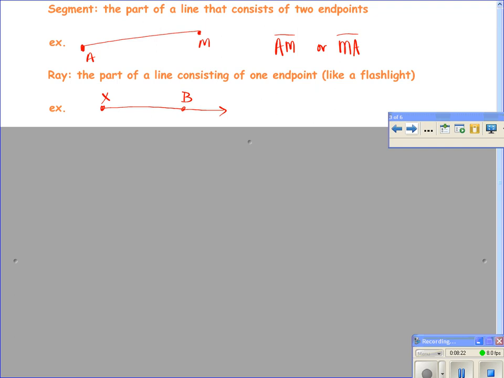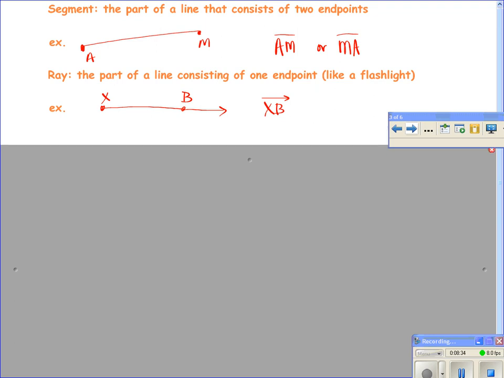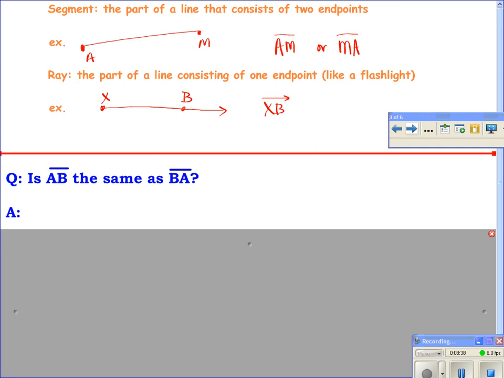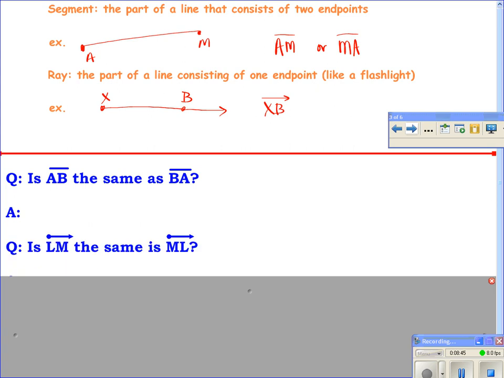So this one has an endpoint on one side, but not on the other. So this one we would name as XB. Now, if you don't have the notes printed out, you don't need to write these next 2 questions down. They're more for discussion. This one you should already know the answer to. Is AB the same as BA when they're segments? Yes. Okay, that does not matter.